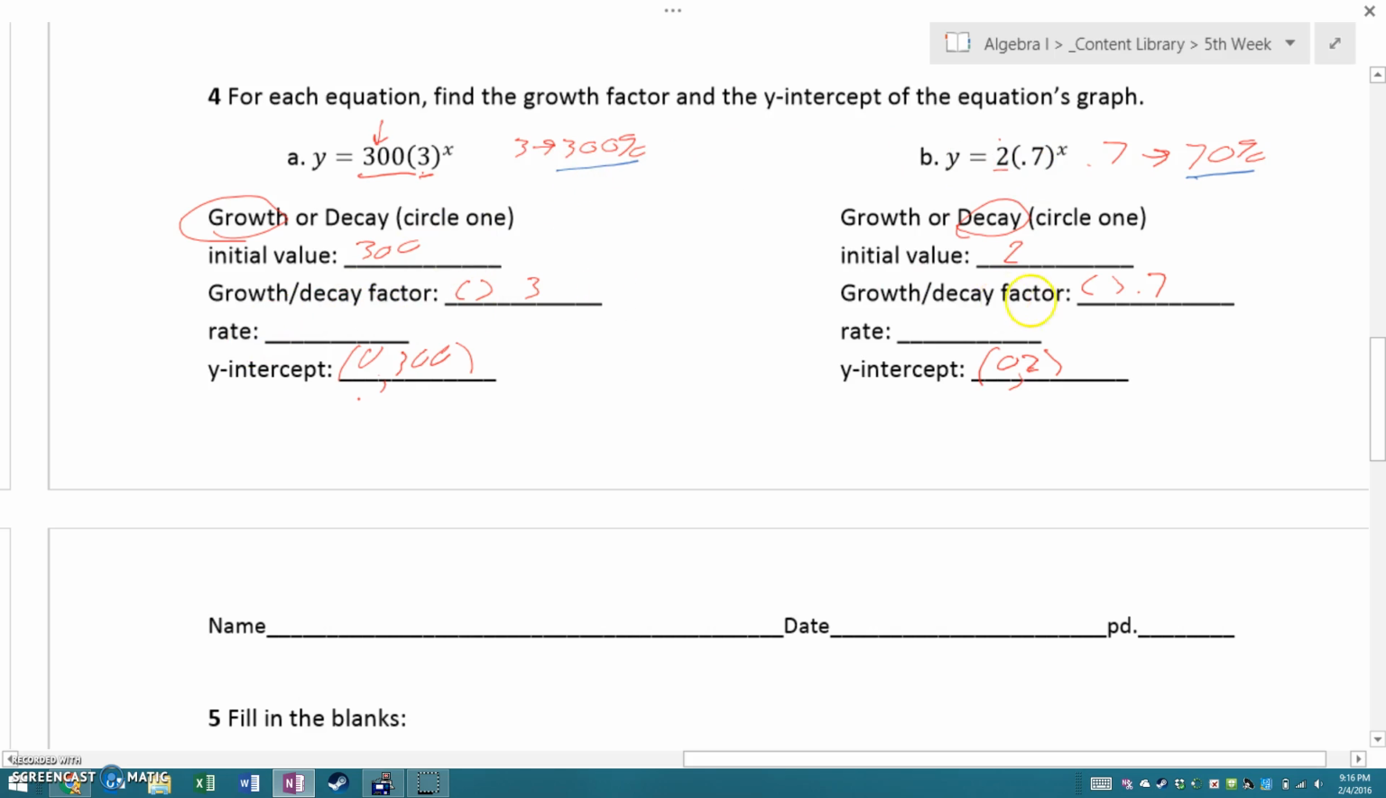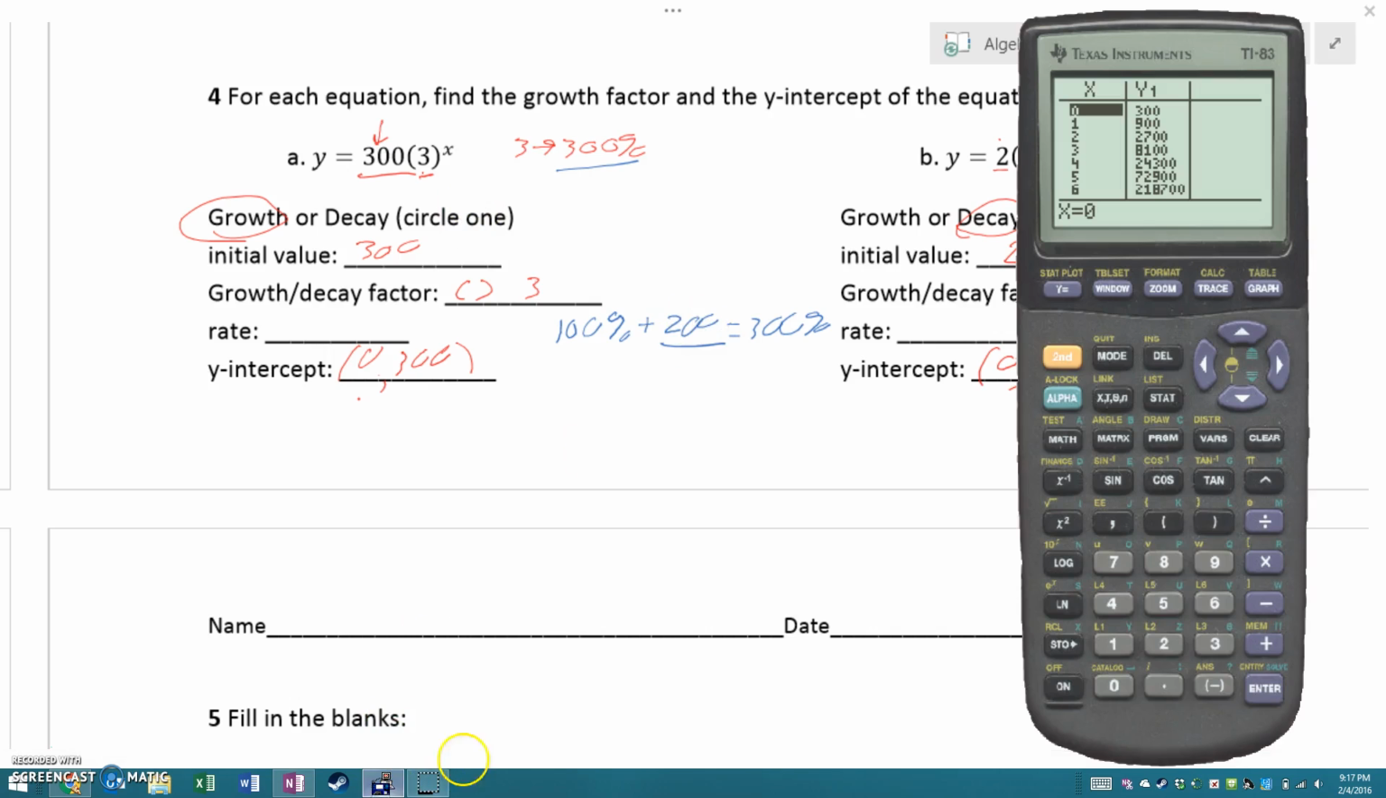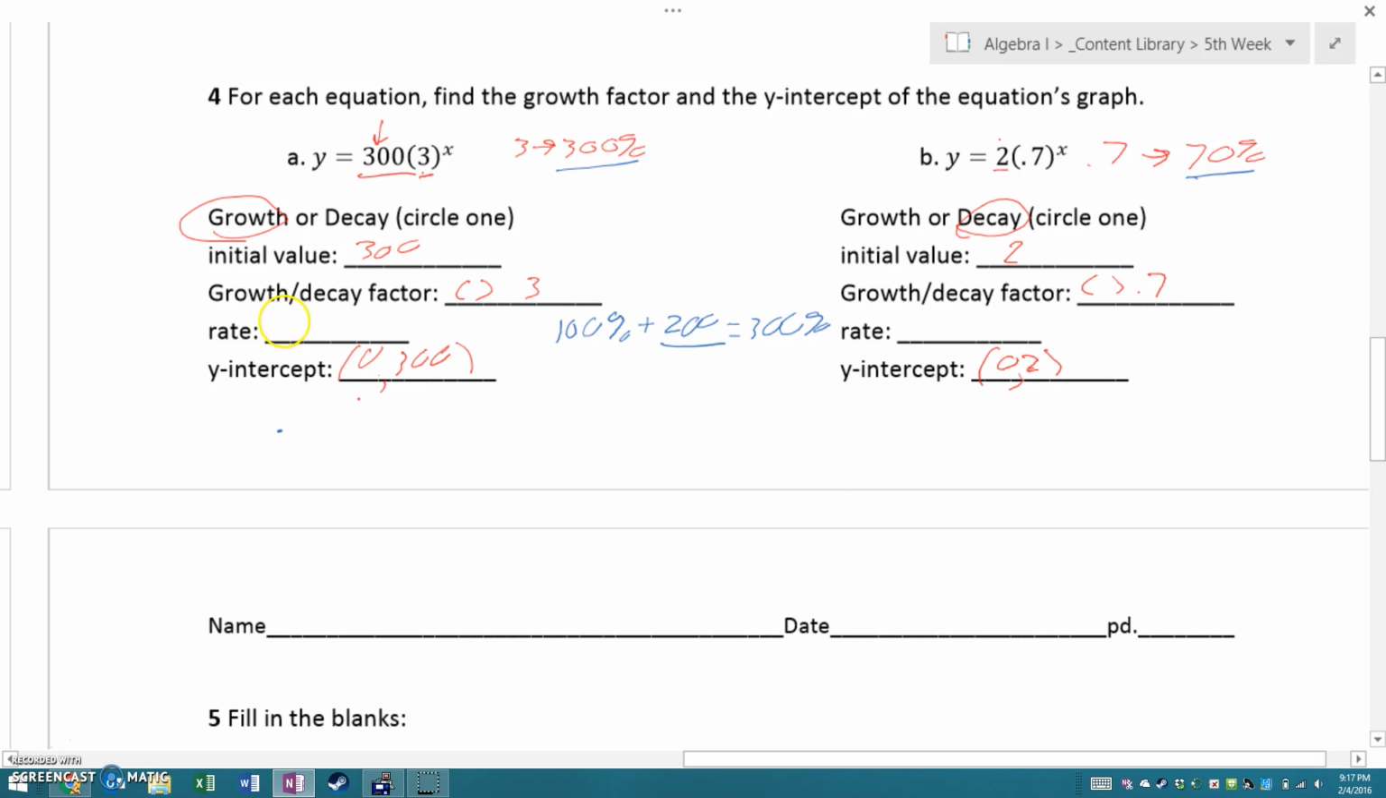Now the rate is different, and you're going to get the rate from the percentage that's there for the growth factor, the decay factor. So this is 300%, that's the factor. Now to get the rate, what you're going to look at is starting from 100%, what kind of growth do you have to get 300%? So to go from 100% to 300%, you'd have to add 200%. You can calculate that, just go in here, 300, take away 100, and 200%. So your rate is actually a growth rate of 200%.